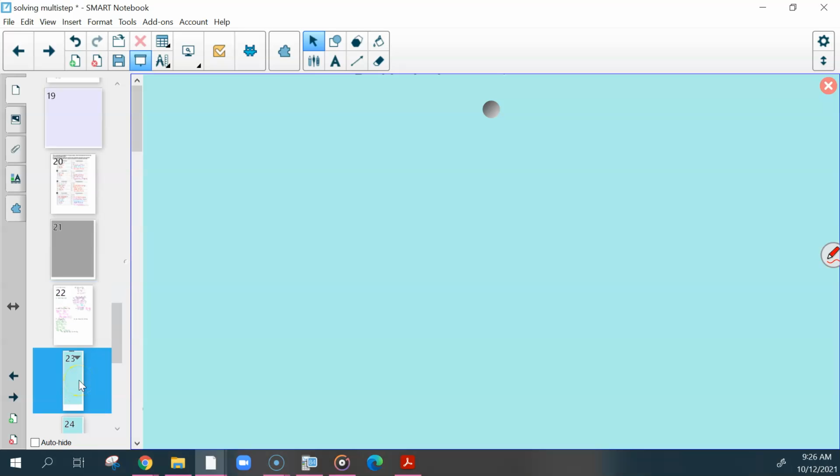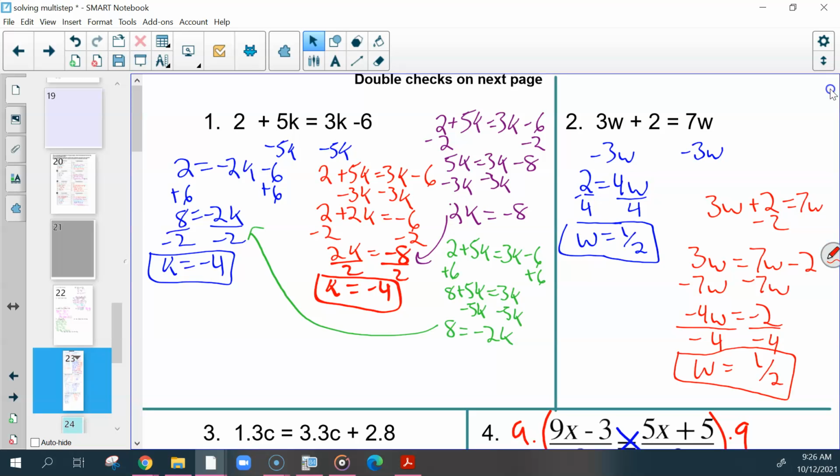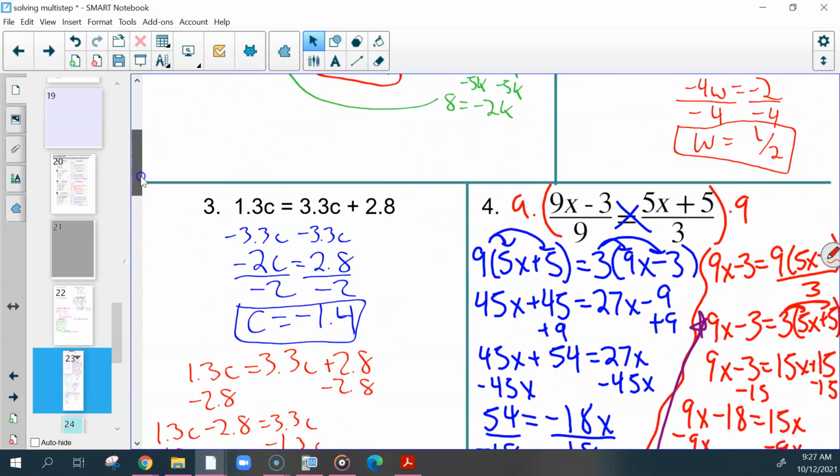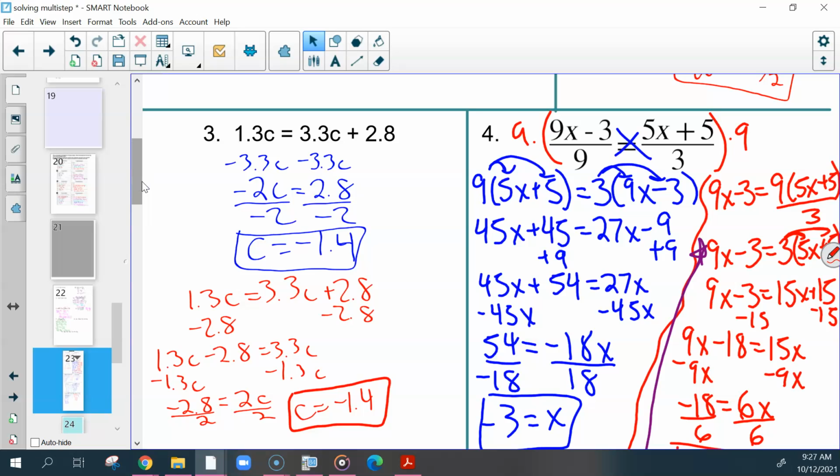Here are the answers to those 5. The different colors are me doing it different ways, so you can see what way you did it, but really just see if your answer is the same. So for number 1, you should have got -4. Make sure you're writing k equals -4, not just -4. Number 3 was -1.4, or c equals -1.4.